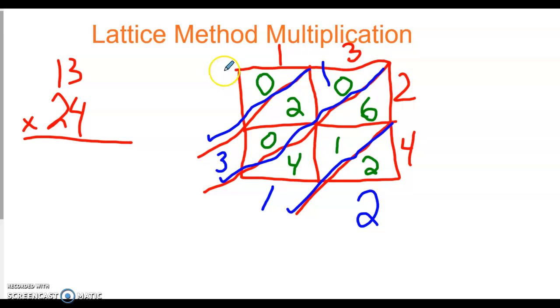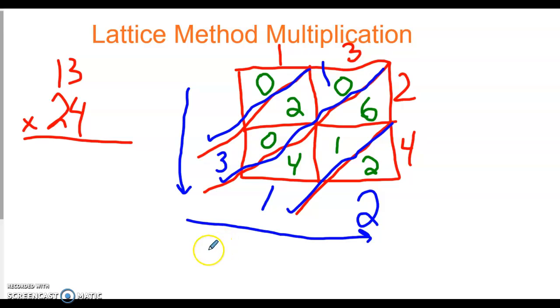And then I kind of make an L with my numbers. I look down, and then I look across. So the first number that I see is a 3. And then I see a 1 and a 2. So my answer with the lattice method is 312.